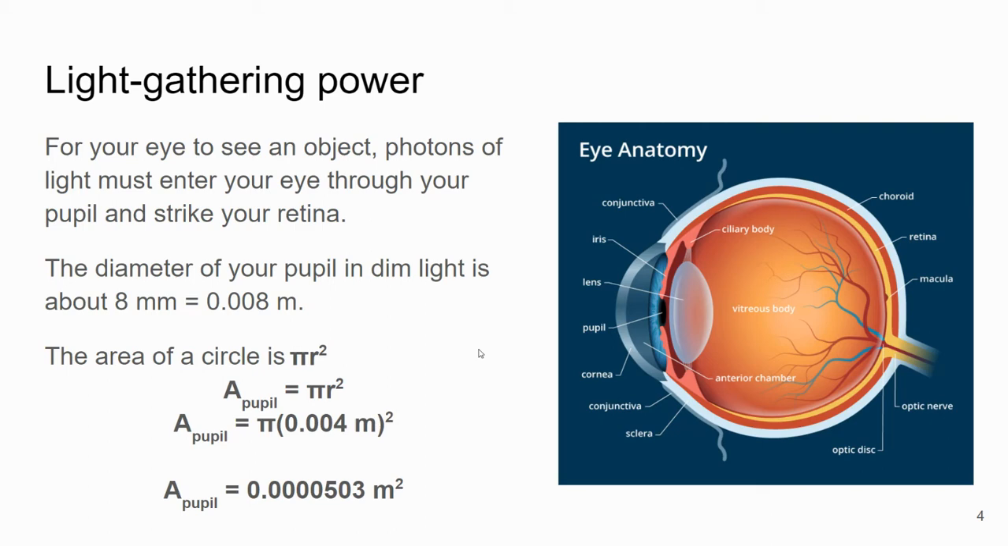The area of your pupil in units of square meters, it's just tiny. If you could think of a square that was 1 meter on a side, that'd be a reasonably big square, way bigger than just the black part of your eye. So that's why it's this tiny number.